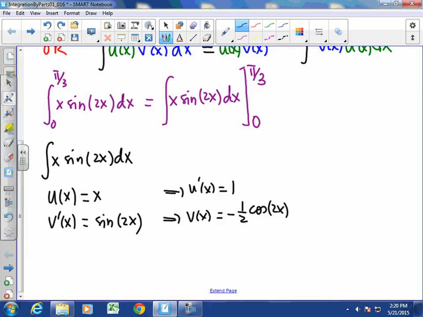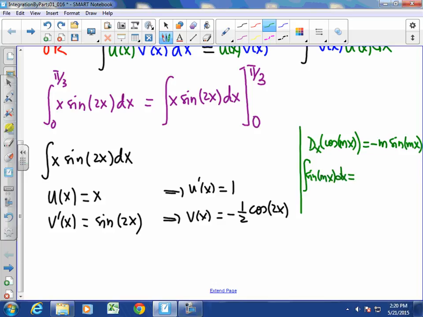If you forgot, remember that if you take the derivative of cosine mx, it is negative m sine of mx. So if you take the integral of sine of mx dx, that should give you negative 1 over m cosine of mx plus constant. So that's exactly what we did here.